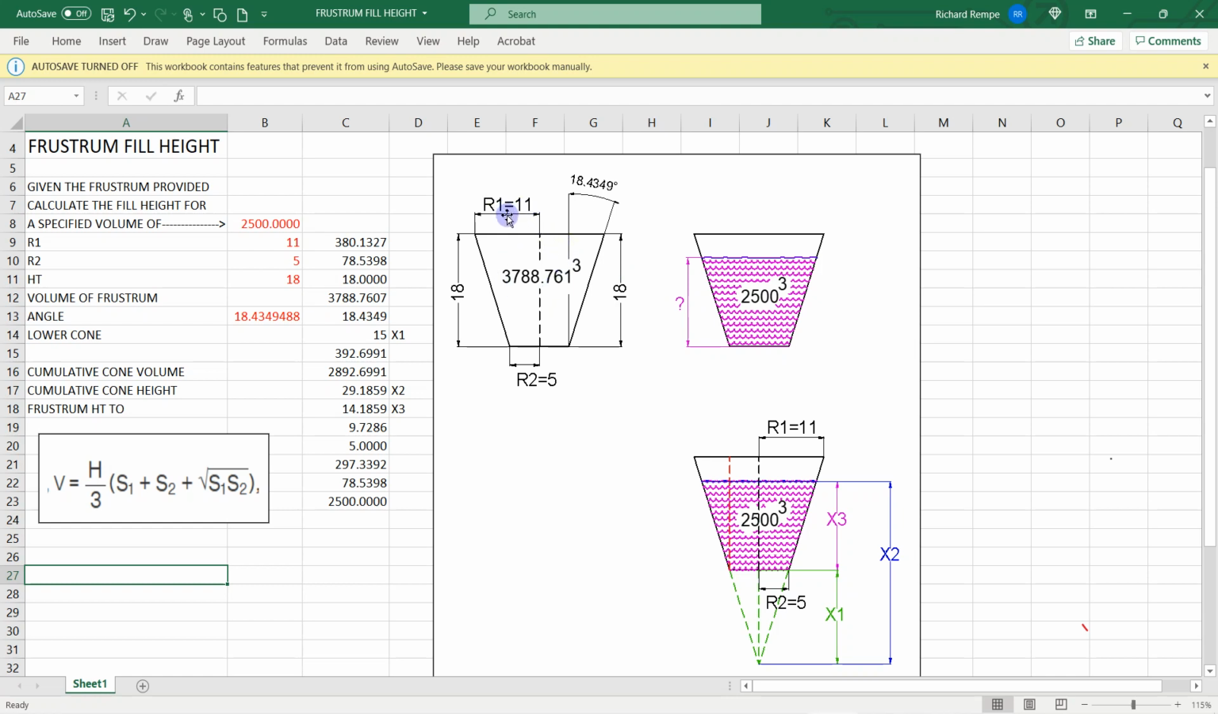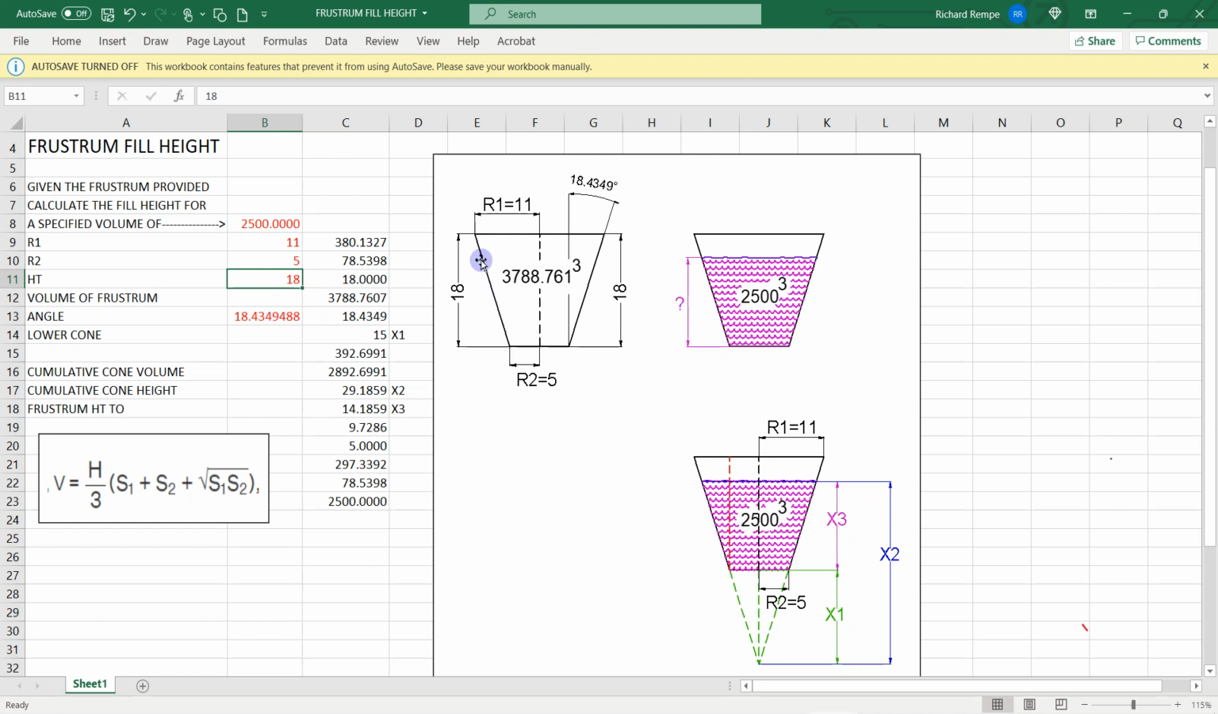So in this case we have 2500 that we want to put into this frustum. The frustum has a radius of 11 and a radius of 5. You can calculate the area and put it into this formula. S1 is the surface area of the top, and S2 is the surface area of the bottom. There's your 11-unit radius, and then you put in the formula pi times the radius squared, and the same thing with the other one. And then the height is provided.